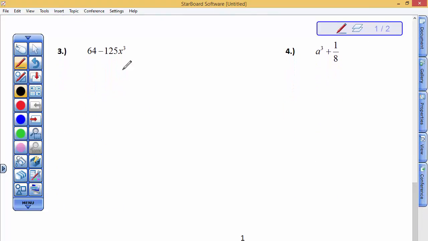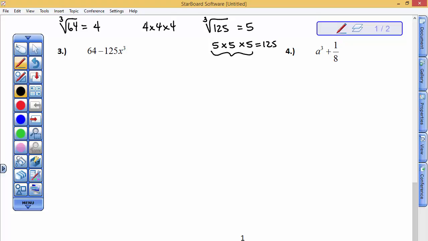So the x cubed term does not need to be first. This is still the difference of 2 perfect cubes. So if you found the cubed root of 64 on your calculator, you would find that is equal to 4, because 4 times 4 times 4 is 64. See the 125? If you found the cubed root of 125 on your calculator, you would get 5, because 5 times 5 is 25 times another 5 is 125. So 5 is the cube root of 125.